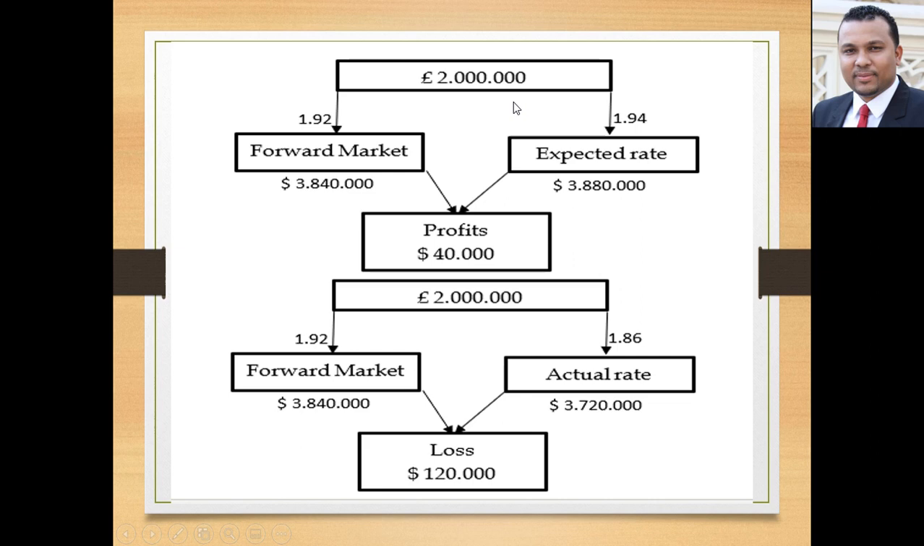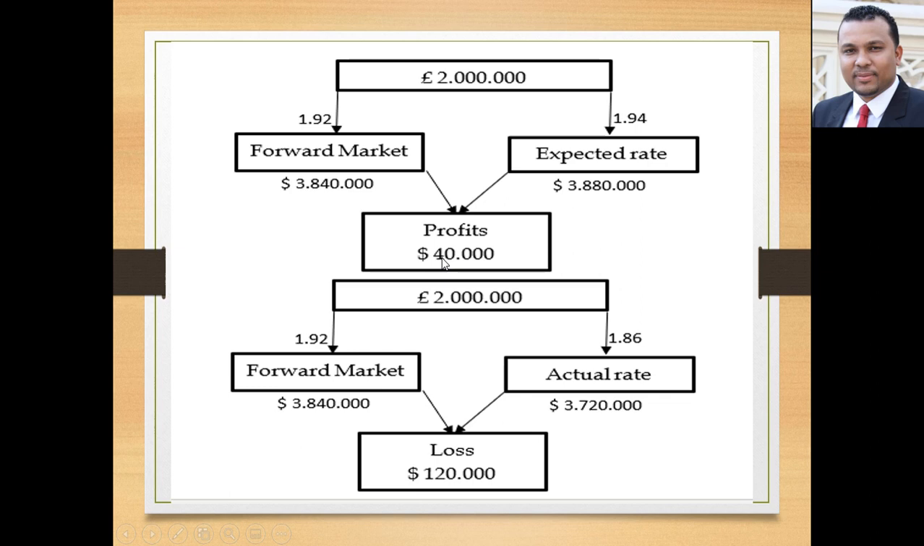What about the forward market? The forward market price equals 1.92. You expect that the expected rate equals 1.94. So you compare the forward rate, agreed from now, $1.92 per England pound, with your expected rate, where you expect the rate equals 1.94. So for 2 million England pounds, the forward market times 1.92 against your expected rate of 1.94, the net result equals a profit. The profit, expected value minus forward value, equals $40,000.